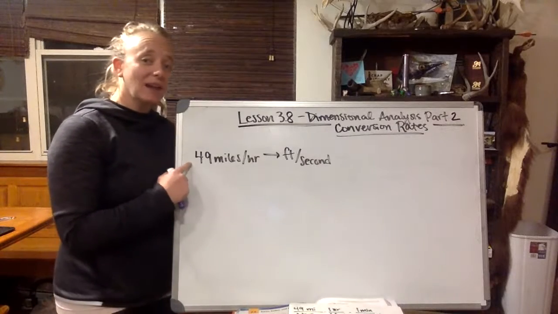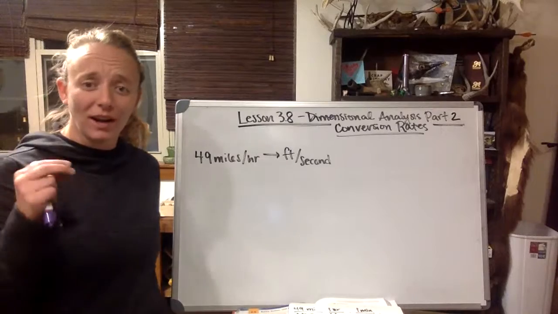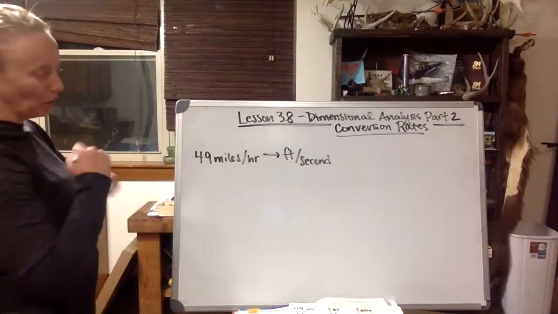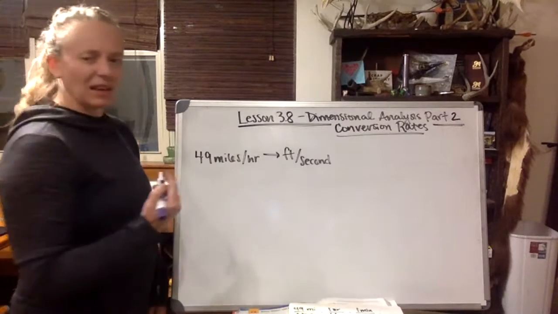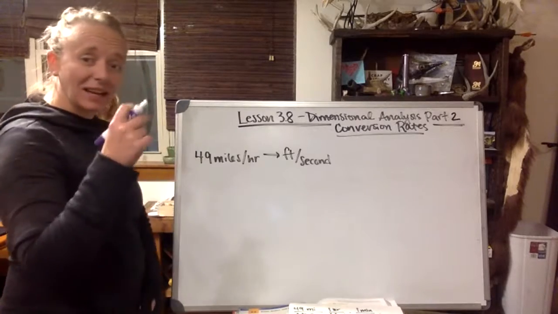This, by the way, is how fast a hummingbird can fly. A hummingbird can fly 49 miles per hour. Is that not the coolest thing ever? That is so cool. Crap, I can't even ride my bike that fast. Not that I would want to, because that sounds kind of dangerous, but that's a lot. That's really fast. It's a tiny little bird.